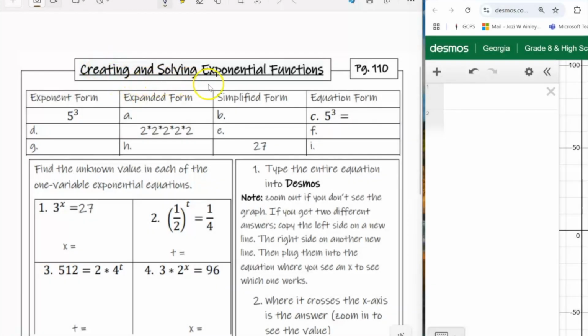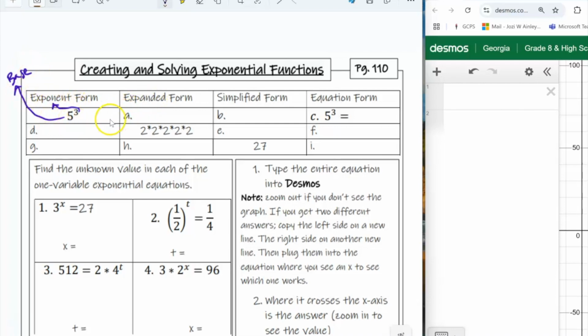So I want to take a look at creating and solving exponential functions. This is called exponent form. This right here is the exponent. This is the base. So we're going to go ahead and just label that so that we know definitions. So this is an exponent and 5 is called the base. Okay, so 5 is the base and 3 is the exponent.